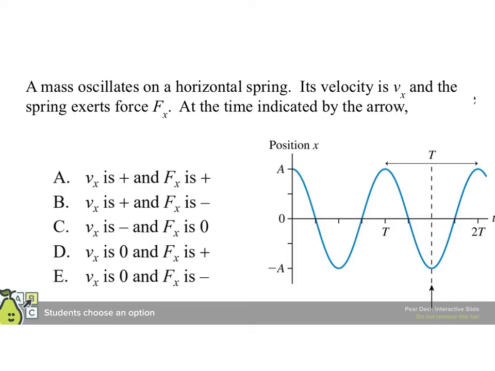All right, so here we have a mass that oscillates on a horizontal spring. Its velocity is v sub x, and the spring exerts a force F sub x at the time indicated by the arrow. What is true? So at this moment, we can see that the velocity should be 0. And the force is going to be pulled towards the origin, which, since we're at a negative position, is a positive value, so it should be D.